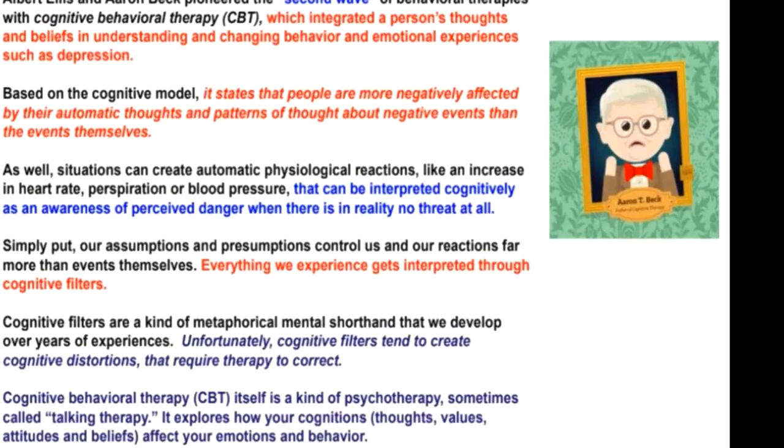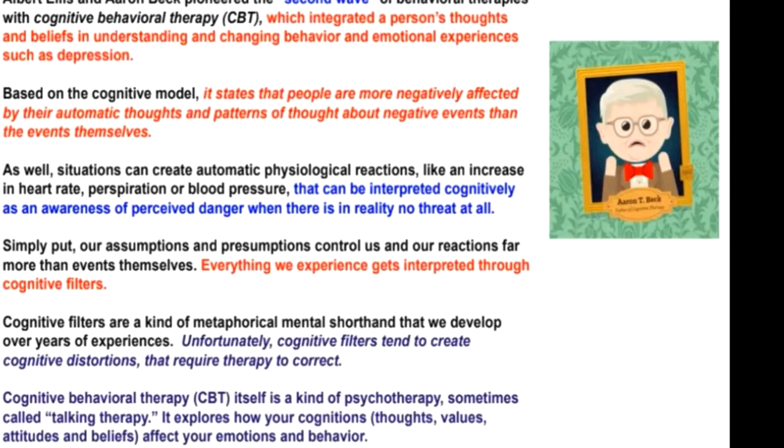Albert Ellis and Aaron Beck pioneered the second wave of behavior therapies with cognitive behavior therapies. So we are discussing a little about the cognitive model. It states that people are more negatively affected by their automatic thoughts and patterns of thought about negative events than by the events themselves. Situations can also create automatic physiological reactions like an increase in heart rate, perspiration, or blood pressure that can be interpreted cognitively as an awareness of perceived danger, where in reality there is no threat at all. So cognitive filters are a kind of metaphorical mental shorthand that we develop over years of experience. Unfortunately, cognitive filters tend to create cognitive distortions that require therapy to correct.